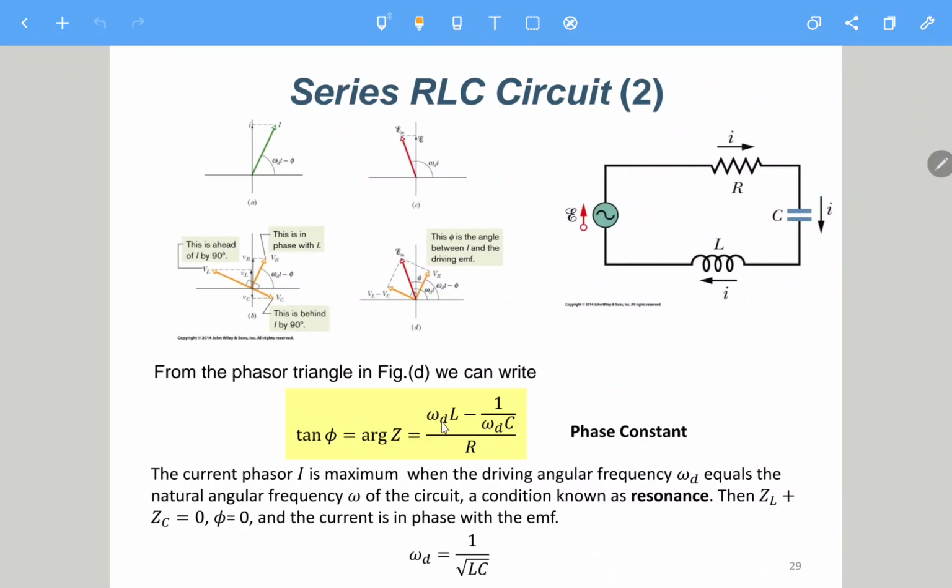So this phi will be like omega dL minus this one. This is the imaginary part of Z, and this is the real part. So Z equals alpha plus J beta. This is phi, this is alpha, this is beta. So tangent phi will be beta over alpha. This is the imaginary part, this is the real part, like this.